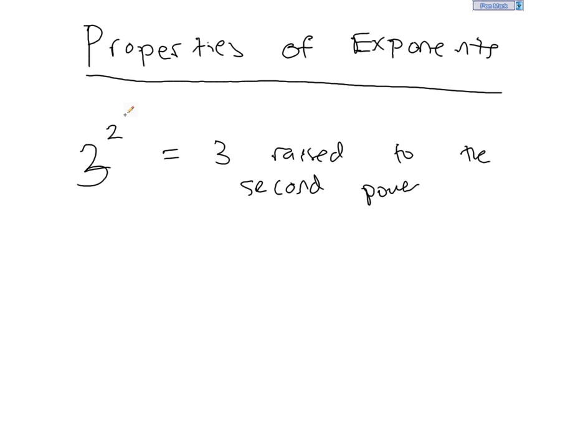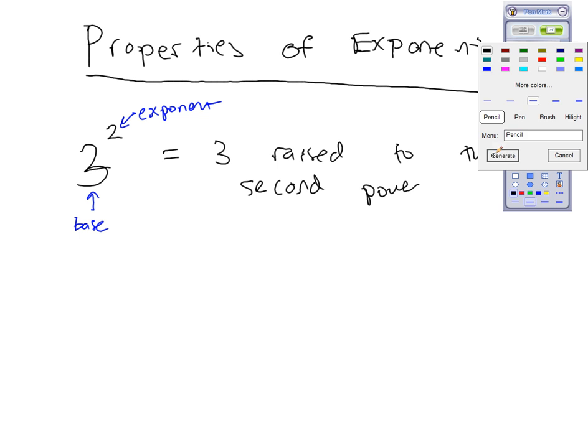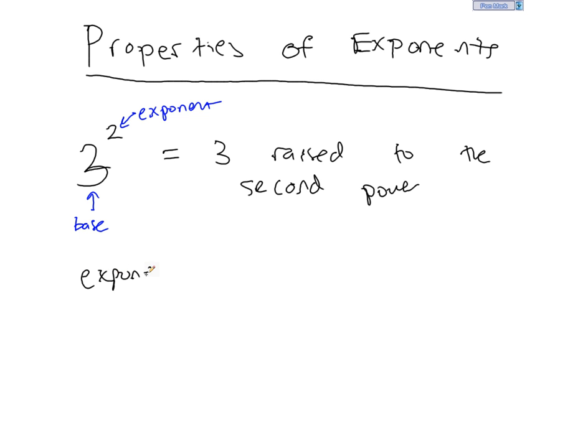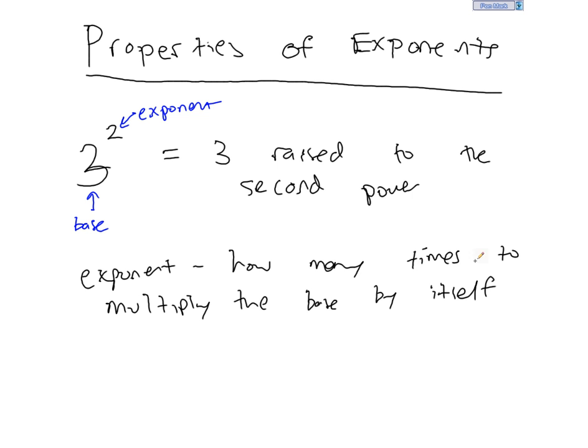This here is called the exponent, and the 3 is often called the base. So an exponent, recall, tells us how many times to multiply the base by itself. So in this case, 3 squared means take the base and multiply it by itself 2 times. So 3 times 3 would give us an answer of 9. So that's what an exponent is, and we're pretty familiar with that, of course, but just as a little review. So properties of exponents, really important.